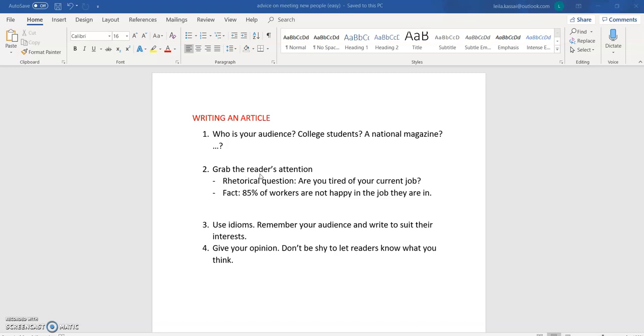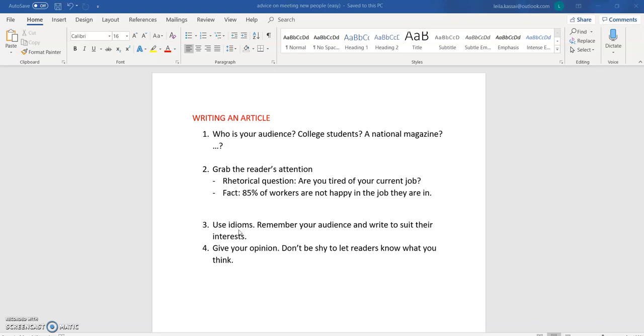A different way of grabbing a reader's attention is by giving a fact. For example, 85% of workers are not happy in the job they are in. So you've given a fact and you've backed it up with this statistic. That also gets the reader's attention.